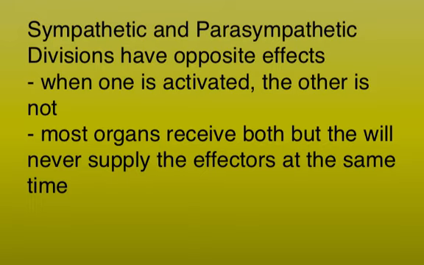Also, while the heart and most of the glands and smooth muscles receive both sympathetic and parasympathetic nerve supply, they will never be activating the effectors at the same time. It wouldn't make sense if the sympathetic nervous system was stimulating the heart to beat faster, while at the same time the parasympathetic nervous system was stimulating the heart to slow its heart rate.